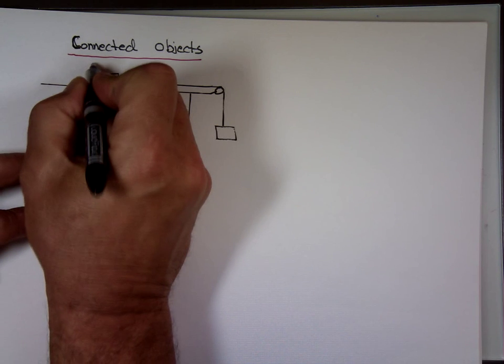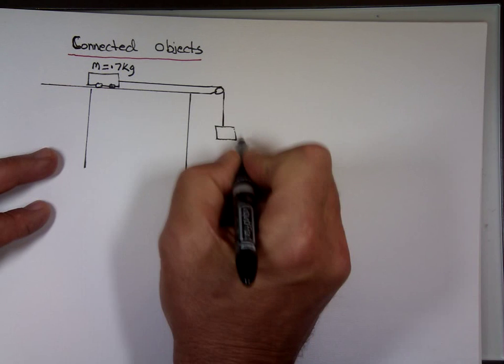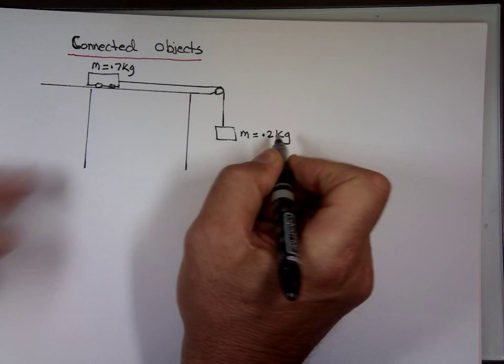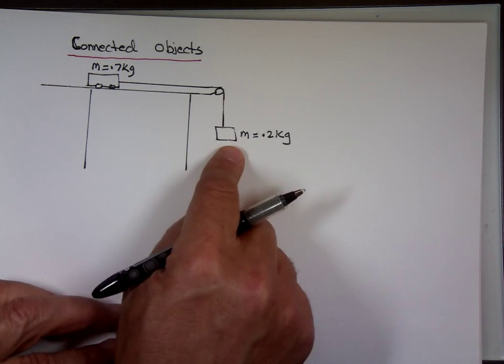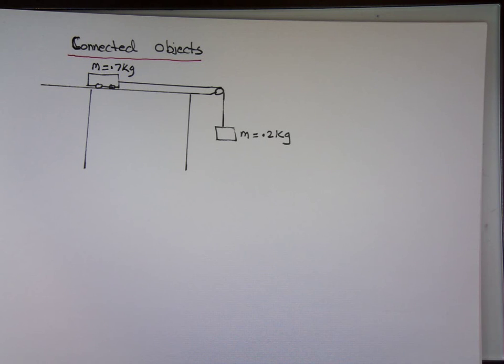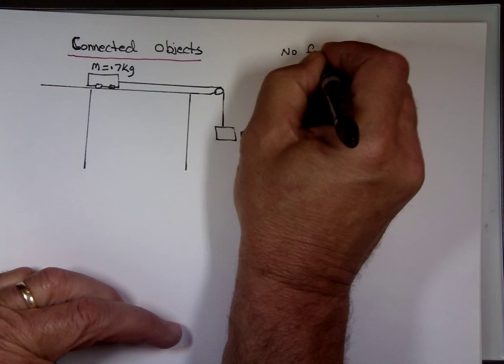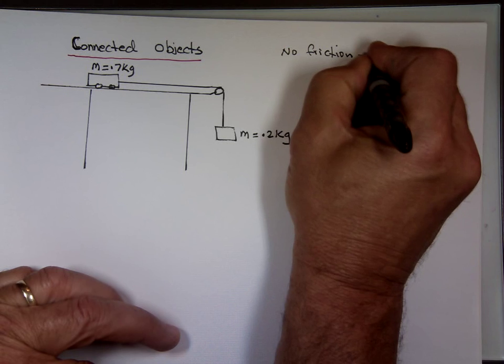Let's say the mass of this is 0.7 kilogram, and the mass of this is 0.2 kilogram. If it is frictionless, the minute you attach that weight, that thing will go down. It will move down. And since it will move down, so this is frictionless, no friction. The fact is no friction, it will move.